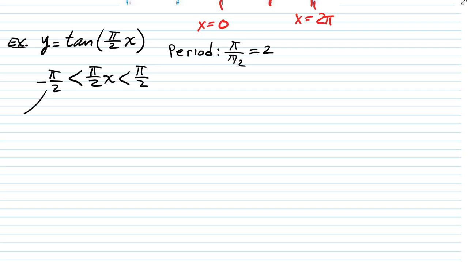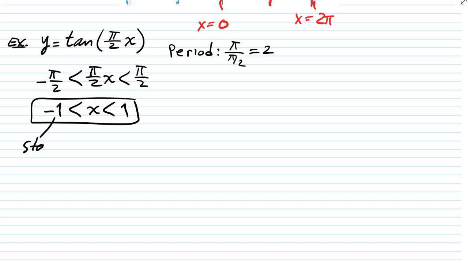I want to know where the starting and the ending of that graph is with the asymptotes. Now, to isolate x, multiply everything by the reciprocal of pi over 2, which is 2 over pi. And this way we get -1, x, and 1. So we get one complete tangent wave between -1 and 1. This is the start again, and this is the end of one cycle. And remember, those are the asymptotes.